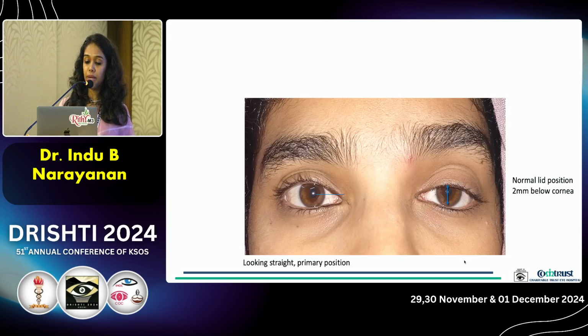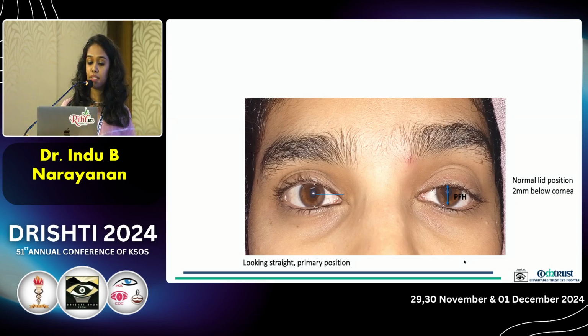First and foremost is the palpebral fissure height. I need to stress two important points. That is, the patient should be looking straight and in the primary gaze. So palpebral fissure height is the measurement from the lower lid to the center point of the upper lid through the corneal reflex.